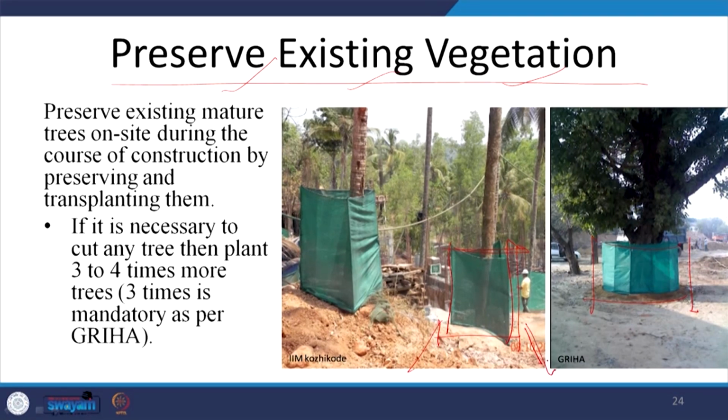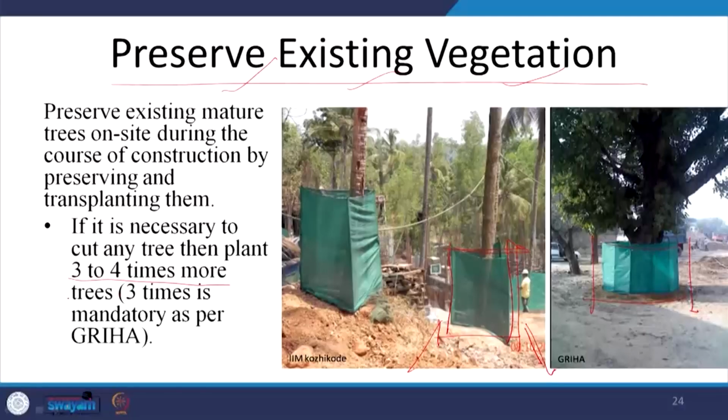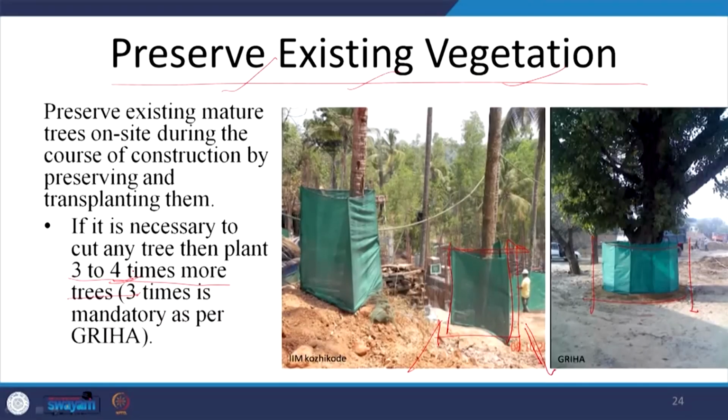In case there is a tree which needs to be cut while the development, while the construction of the building has to be commissioned, for different green building rating programs, different numbers are there, but around 3 to 4 times more trees are supposed to be planted. In one of the rating systems, you can see that as high as 10 times the number of trees cut is to be planted on the site. It is not elsewhere, but it is on the site that those trees have to be planted. So, if one tree is cut, say 4 trees need to be planted and provisions need to be made.